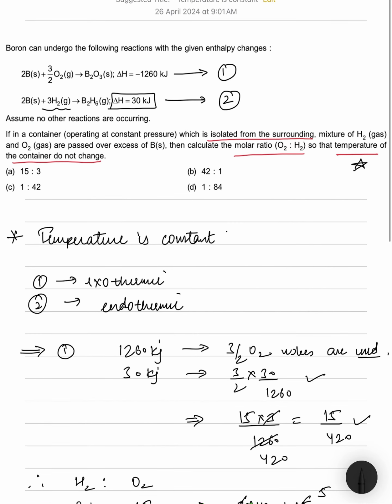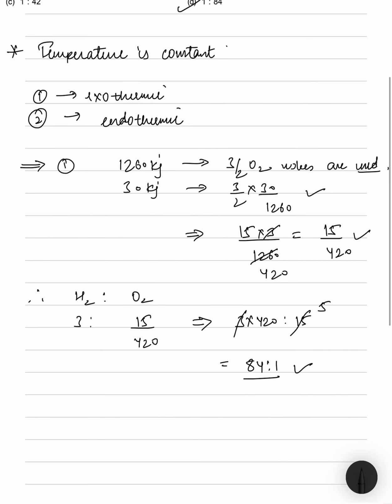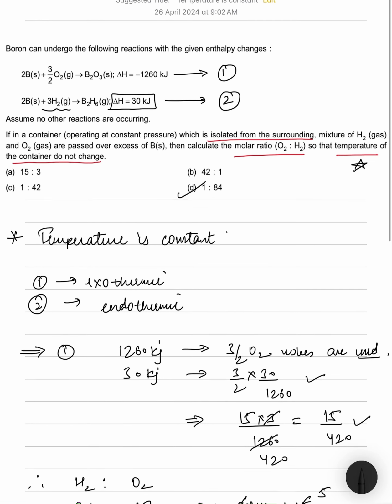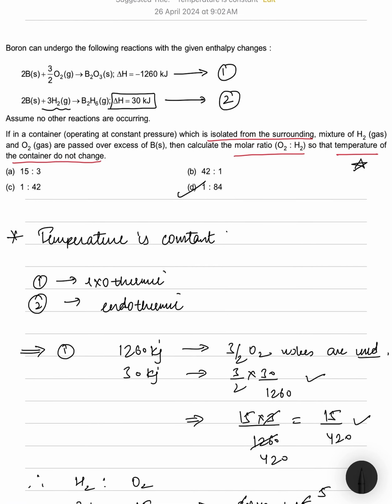So the answer will be option D, right? Because we have found H2 to O2 which is 84 is to 1, but in the question it is asking O2 to H2. So that's why it is 1 is to 84. So that is how we solve this problem.